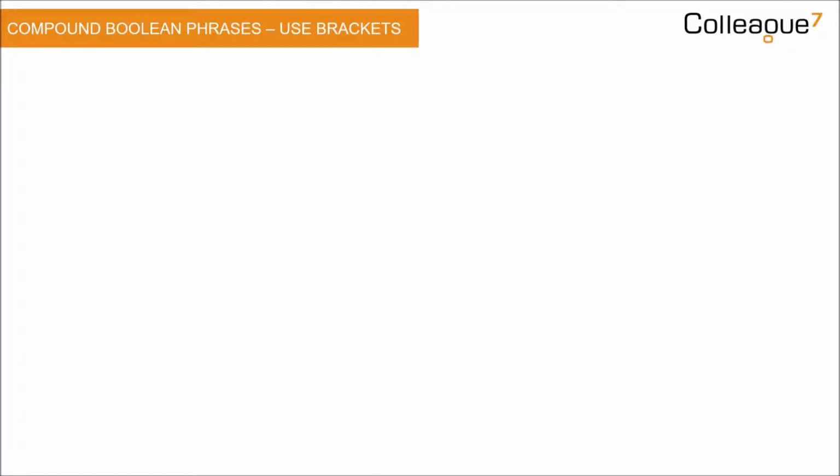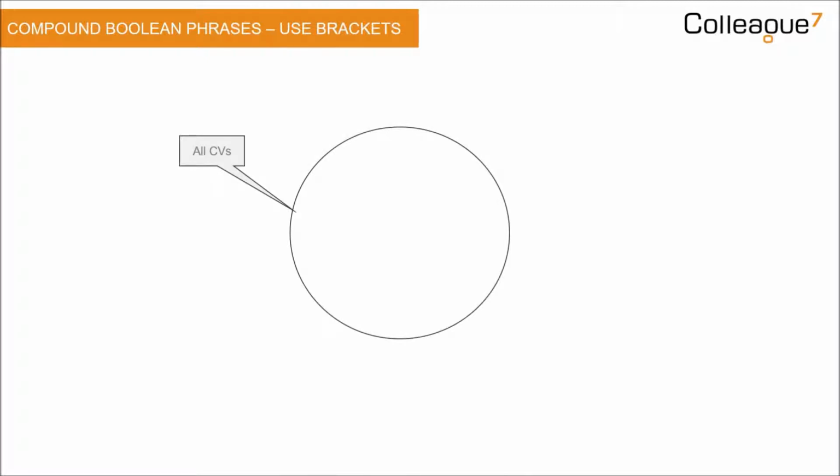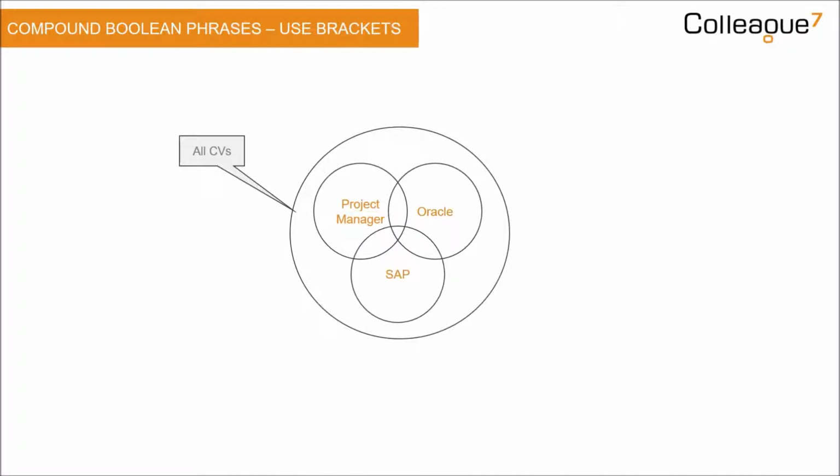Just as it's important to understand Boolean logic, it is equally important to understand the use of brackets and how brackets are used with Boolean logic to find the records that you need. In this scenario, we're going to be searching on all CVs again, but this time we're going to have 3 different phrases that we're going to be factoring into our search, and that phrase is project manager and Oracle or SAP. But what you need to do is ensure that your use of brackets groups together the segment of the search that you want to search first.